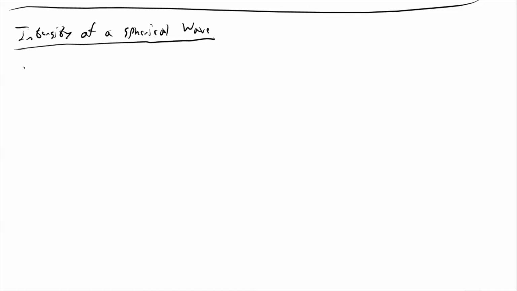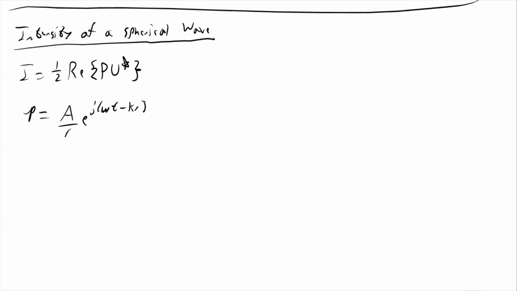So we know that intensity is equal to 1/2 real P U complex conjugate, okay? And we know that little p is, for a spherical wave traveling outward, I should mention that we're traveling outward, A over r e to the j omega t minus kr.